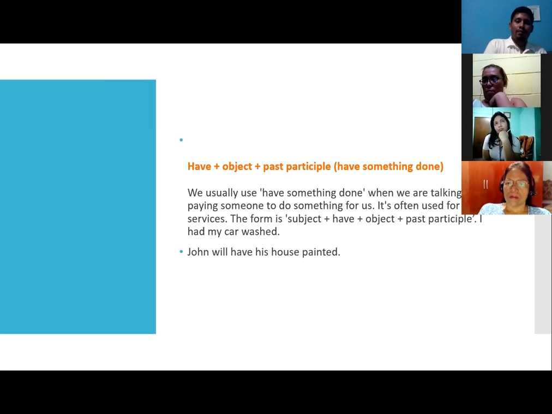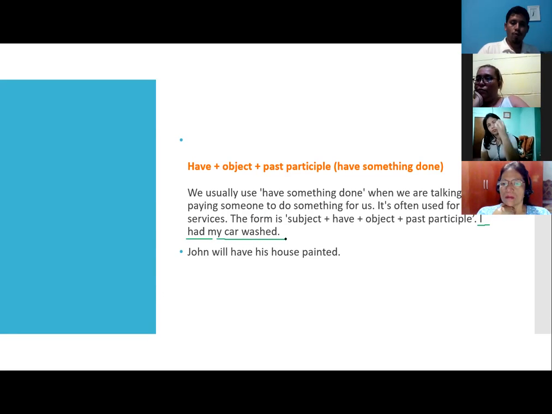Let's see. Had plus object plus the past participle. In this case, have something done. Okay. Check it out. The first rule that we have here says we usually use have something done when we're talking about paying someone to do something for us. It's often used for services. The form is subject plus had plus object plus the past participle. And in this part, we have an example of this construction. I will highlight right now in this slide, and it says, I had my car washed. Okay, washed. I had my car washed.